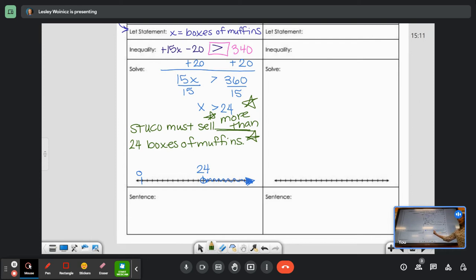Because is 24 going to cut it? No, we didn't shade 24. We have to shade above, so we have to go above.